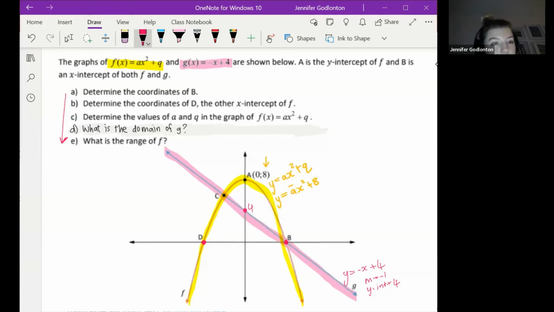Good. Yes. B and D are the x-intercepts, well, B is the x-intercept of our straight line and parabola, and D is our x-intercept of our parabola. Okay. And if it's the x-intercept, what does that mean y is going to be equal to? If that is our x-intercept, then what is y? Good, yes. Y is equal to 0. Okay, so all we have to do is think about this step by step.